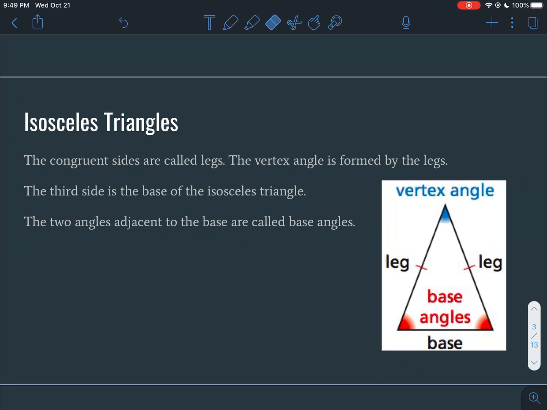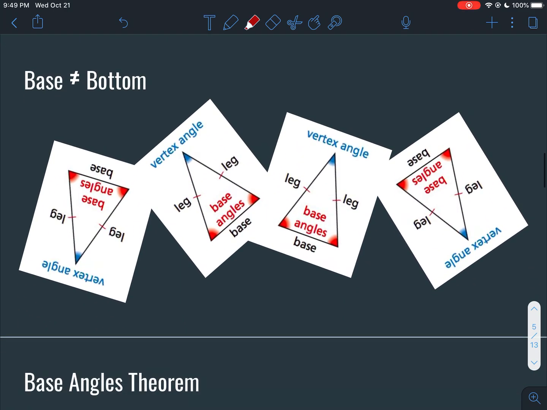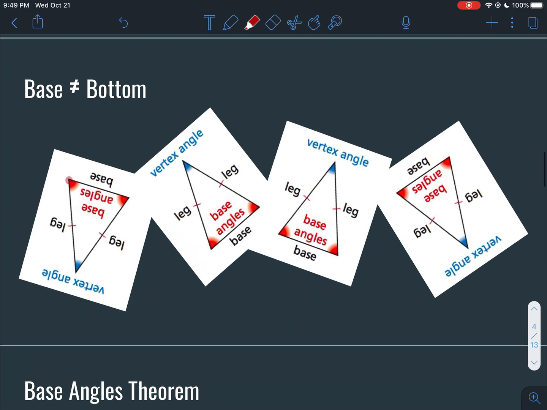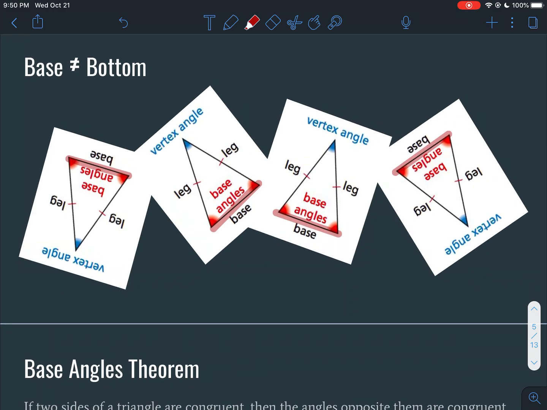The legs, the base angles, and then the tippy top, the angle that's not a base angle, is called the vertex or the vertex angle. Quick side note, base does not necessarily mean bottom. So no matter which way you turn this isosceles triangle, even if you turn it upside down, the base is still the base. It's the side that's not one of the congruent legs. So base is not synonymous with bottom, okay? It could be sideways, it could be upside down.